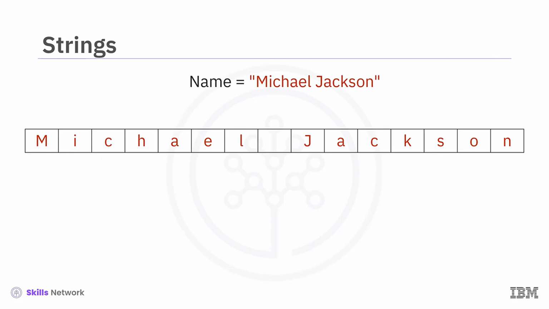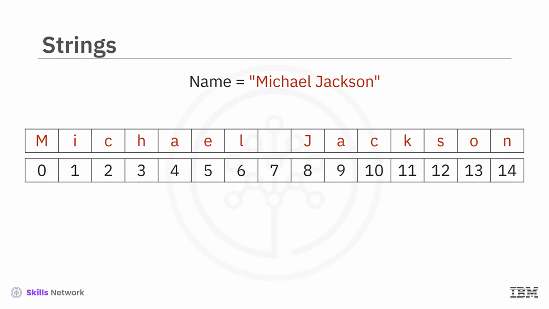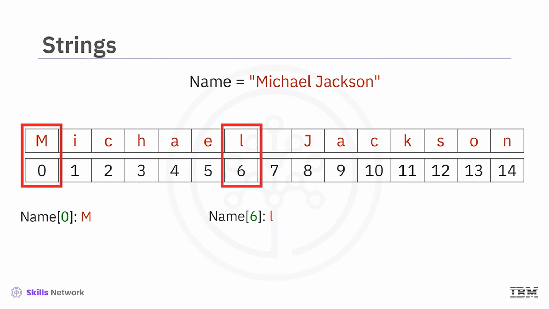It is helpful to think of a string as an ordered sequence. Each element in the sequence can be accessed using an index represented by the array of numbers. The first index can be accessed as follows. We can access index 6. Moreover, we can access the 13th index.